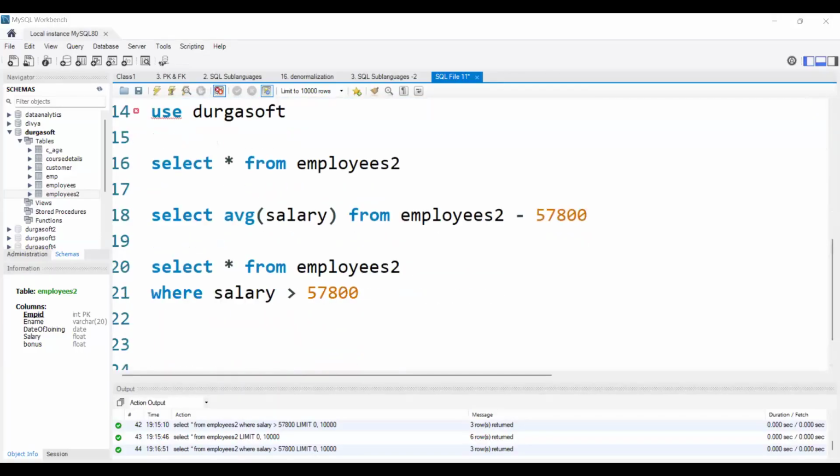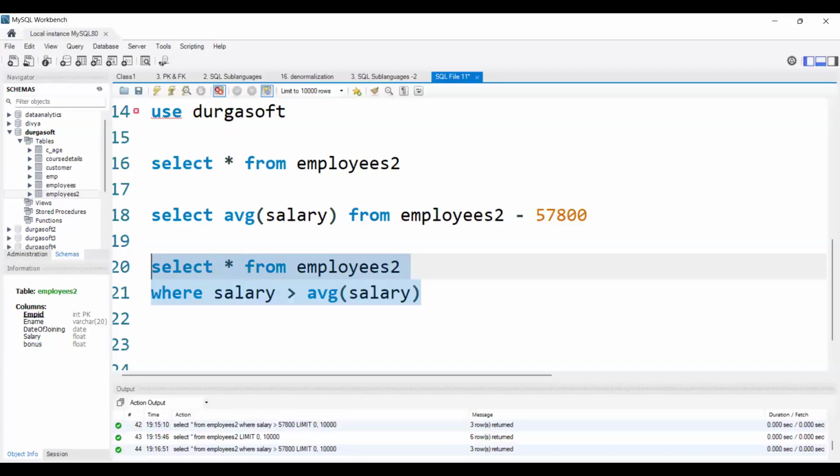So now to make it average, instead of this 47,800, suppose I write average of salary. It won't work, right? I am not supposed to write like this. If I write select star from employees where salary greater than average of salary, and if I execute, it will definitely throw me an error. Why will it throw an error?